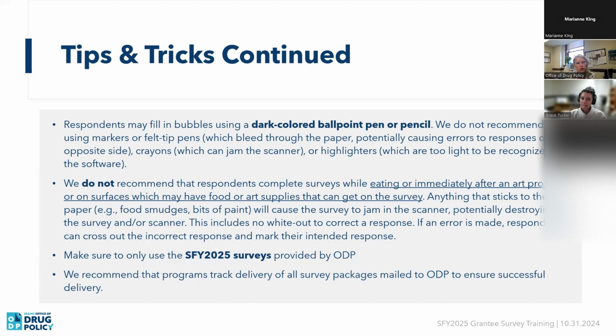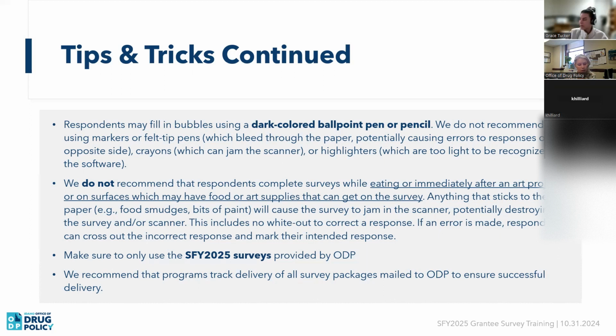So this also includes no whiteout to correct a response. If an error is made, respondents can cross out the incorrect response and mark their intended response. These surveys are both scanned and reviewed by humans, so we're able to capture some of those errors. So that's how a student would correct an incorrect response.